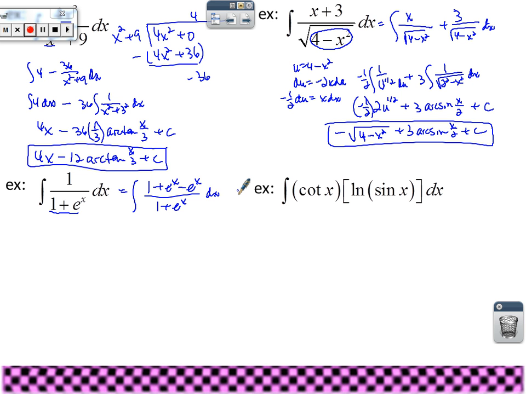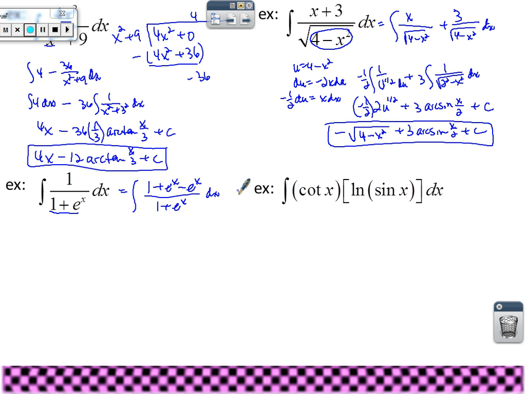Nobody's going to try to split the denominator. Okay, so we're going to split it into two fractions, and my first fraction would be 1 plus e to the x over 1 plus e to the x. That's nice, right? That's just 1. And then minus e to the x over 1 plus e to the x.